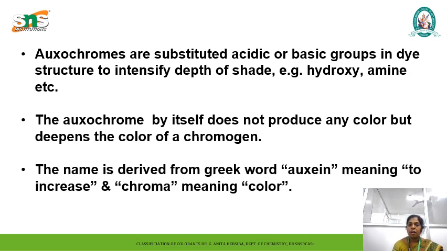For example, if you take a nitro group attached to a benzene, in that sense there is a chromophore. So it produces some light yellow color. But when you have an oxochrome, like a hydroxy group present in it, the color will be somewhat deepened to give a bright yellow color. So this is how oxochrome supports a chromophore.